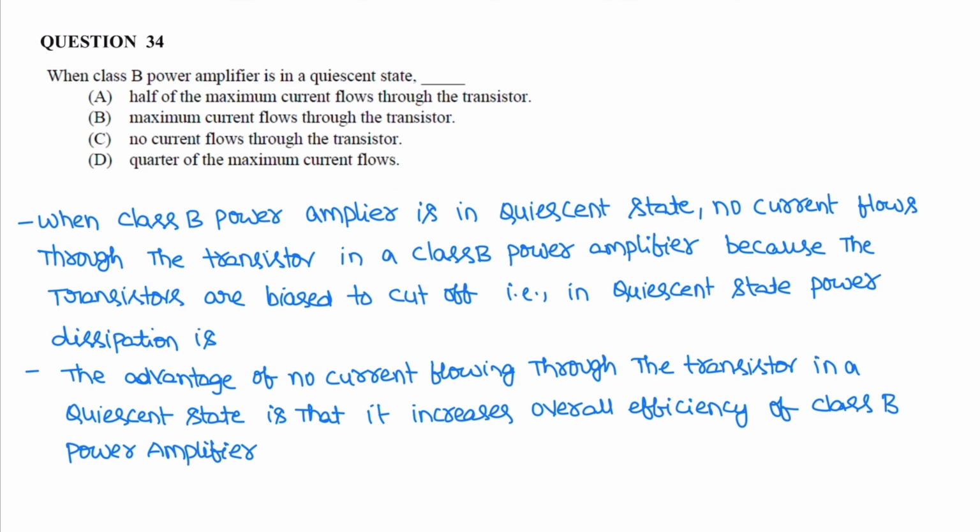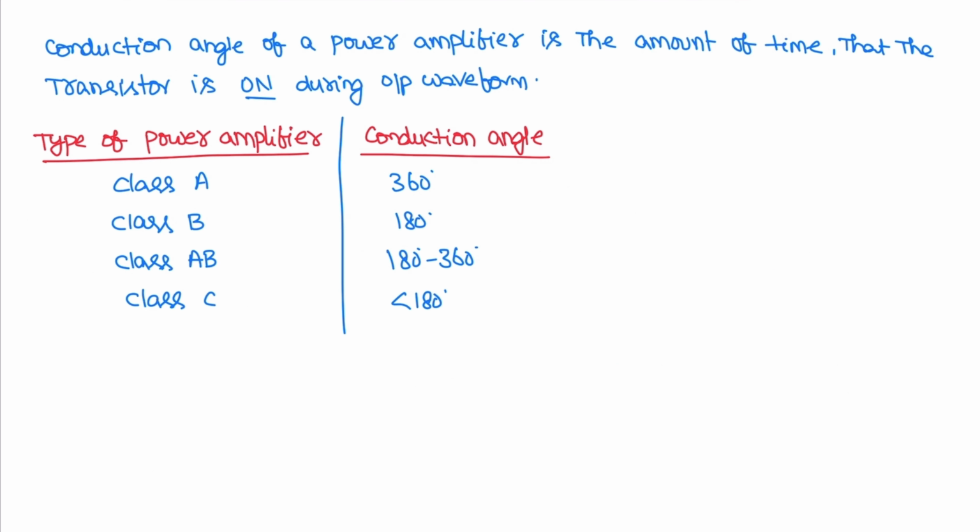Next question. When a class B power amplifier is in quiescent state. In power amplifiers, the conduction angle of class A is 360, class B is 180, class AB is 180 to 360, and in class C the conduction angle is less than 180 degrees.